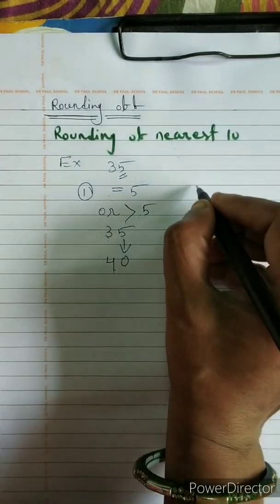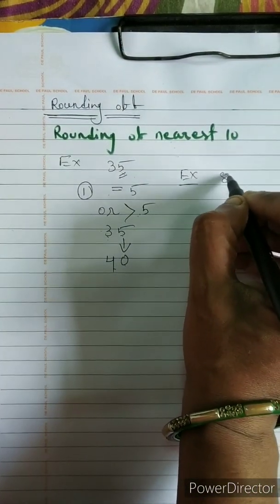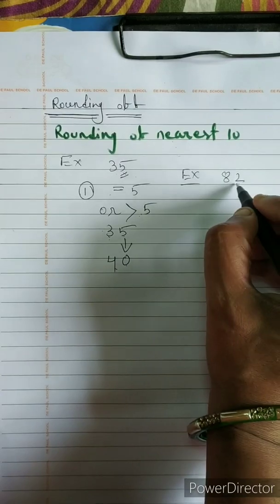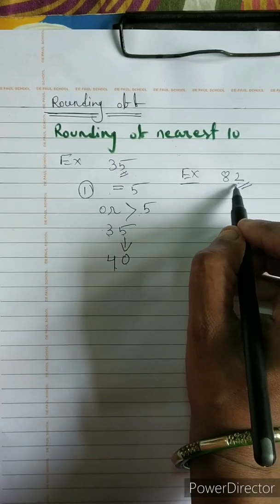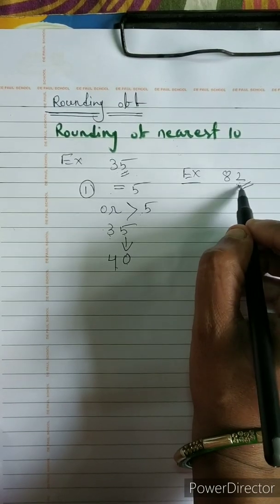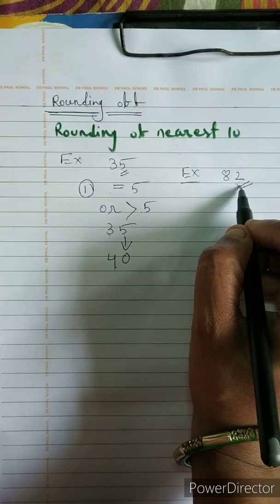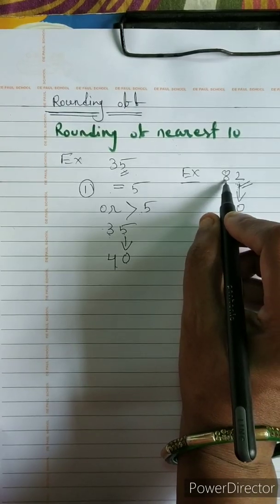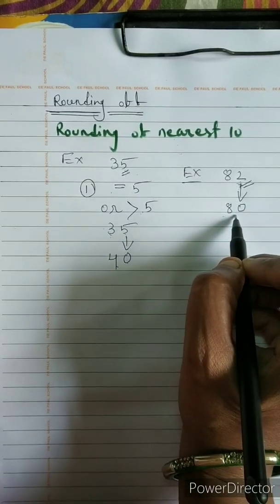Now suppose I take another example. I will write here 82. Here, children, you see the ones place digit is 2. Same process: first we compare with 5. Is it greater than 5 or equal to 5? No, in both cases it is not correct. So it is less than 5. The second rule is that if the ones place digit is less than 5, then the ones place becomes 0 and the tens place has no change. That means it is 8 only. So 82 rounds off to 80.